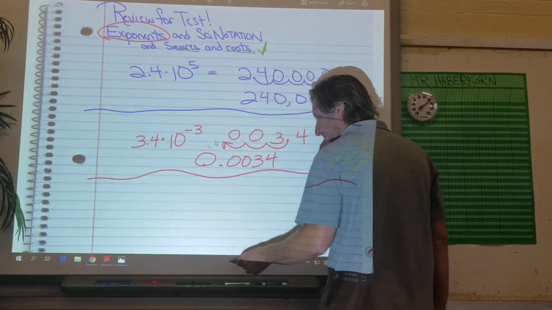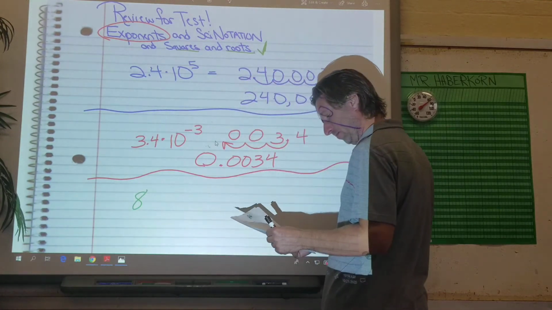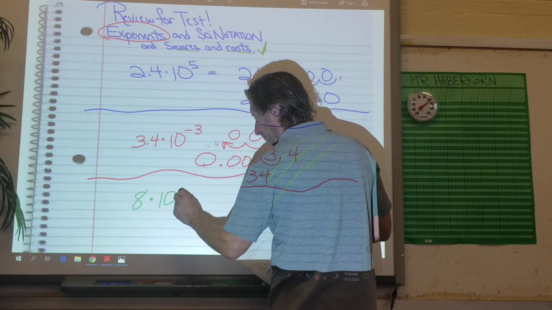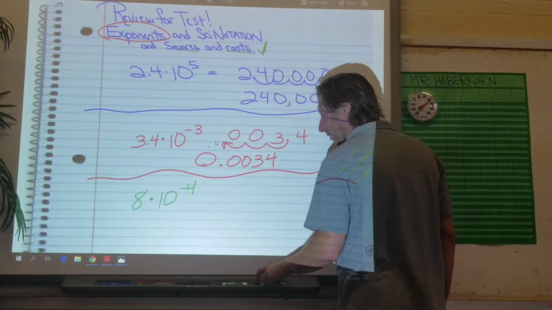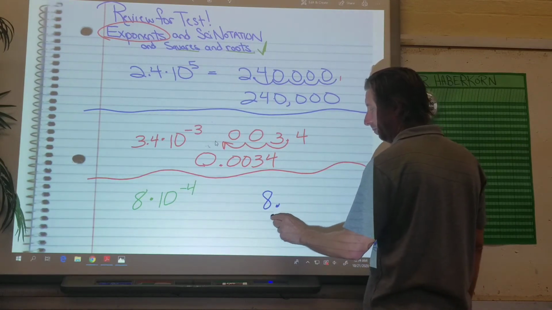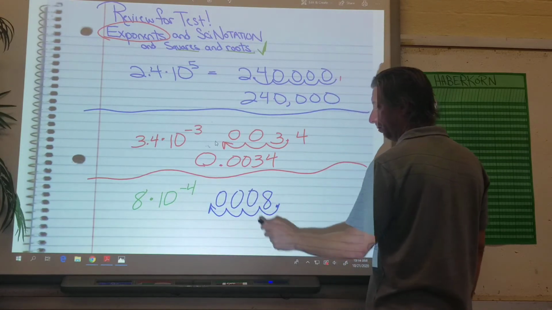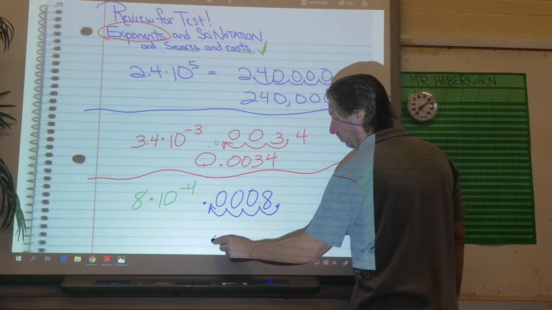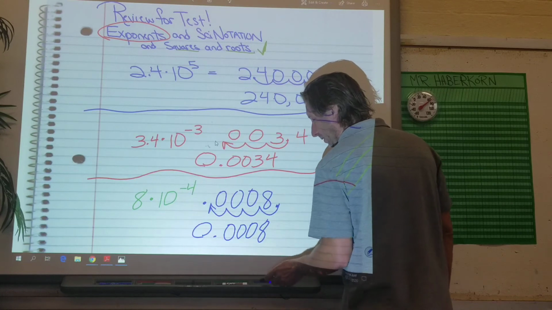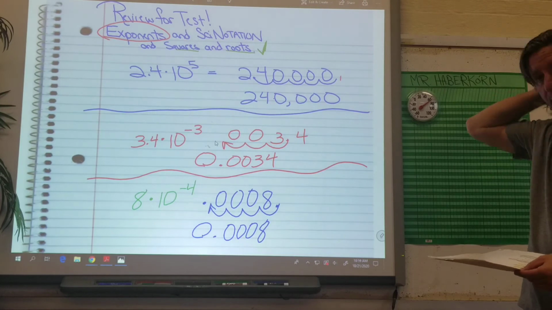Let's do one more. Eight times 10 to the negative 4. What do you do when you don't have a point? Oh, you put it on the end, right? Zeros in the loops. 0.0008. Put a 0 in front of it if you want. All right, so that's changing scientific notation, right?